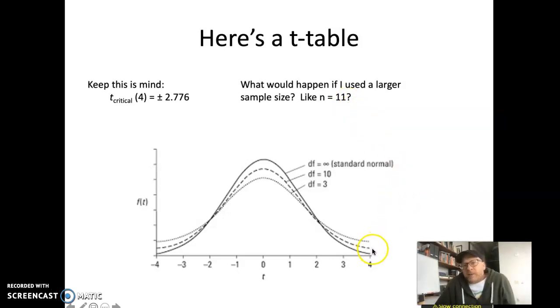Well, here's another example of how t changes. Notice that with a small degrees of freedom, it's shorter and wider. As degrees of freedom increases, there's less in the tails and more in the body. All right, so what happens if we increase the sample size?